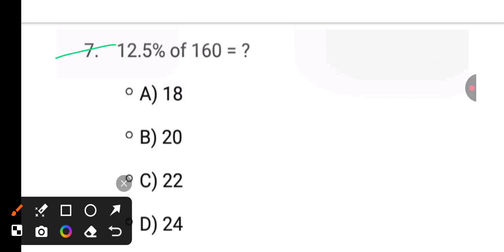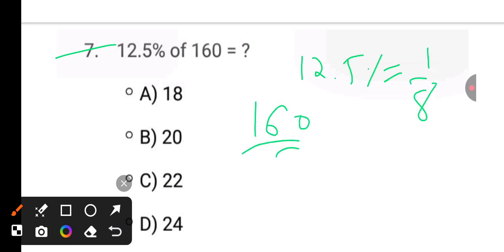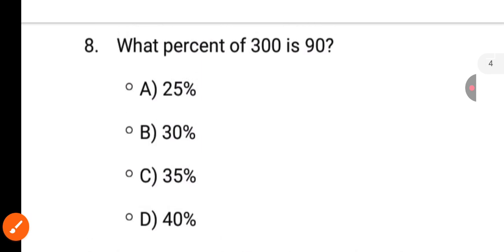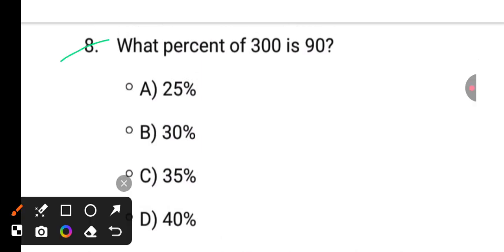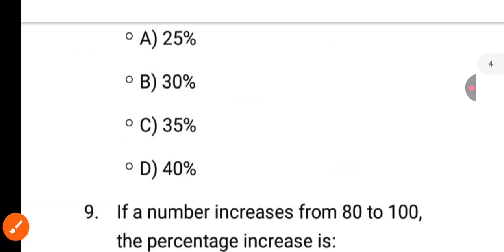Next, 12.5% of 160. We know 12.5% equals fraction value 1 by 8. Okay, very important. 160 divided by 8. It is how much? 20. Next, what percentage of 300 is 90? It is 90 by 300. It is 30%.